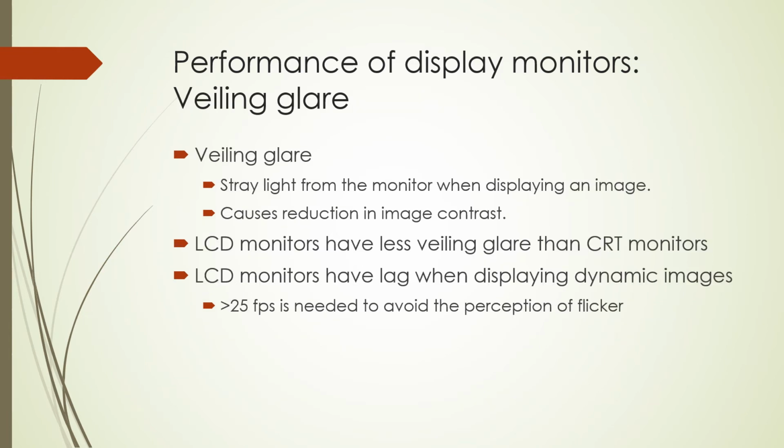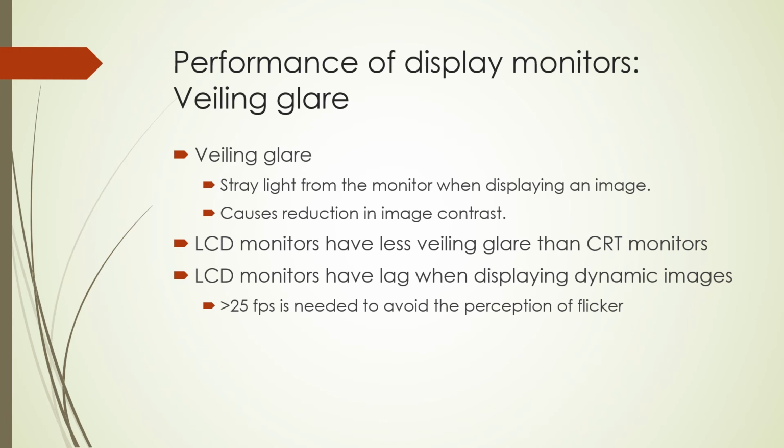Another metric for display monitors is veiling glare. Veiling glare is stray light from the face of the monitor that occurs when an image is displayed. This causes a reduction in image contrast. LCD monitors suffer less from veiling glare than CRT monitors. LCD monitors also suffer from lag in displaying dynamic images. This is due to time lag in changing electrical charges stored on capacitors on individual pixels.